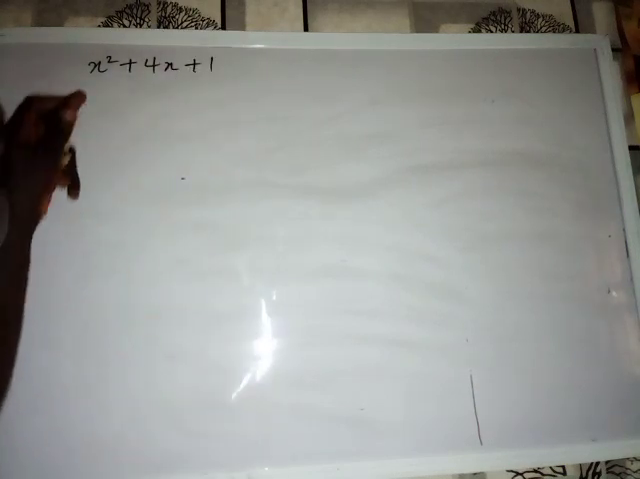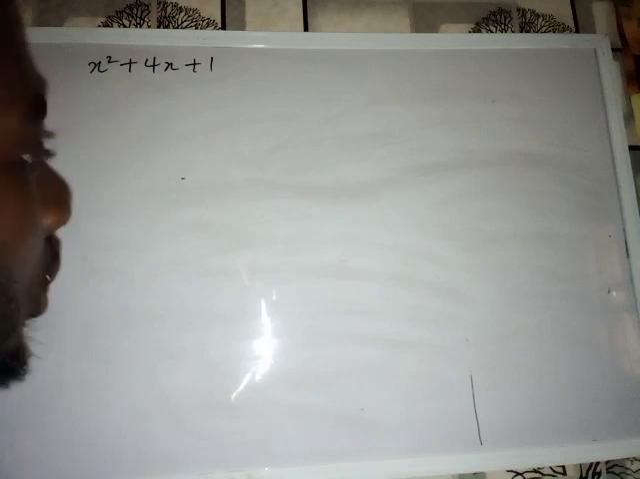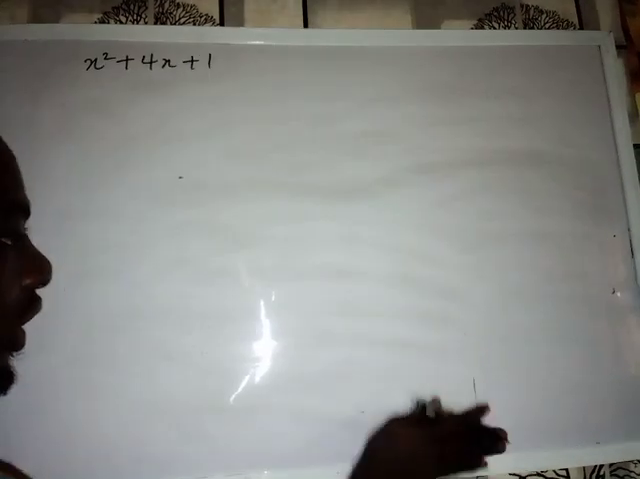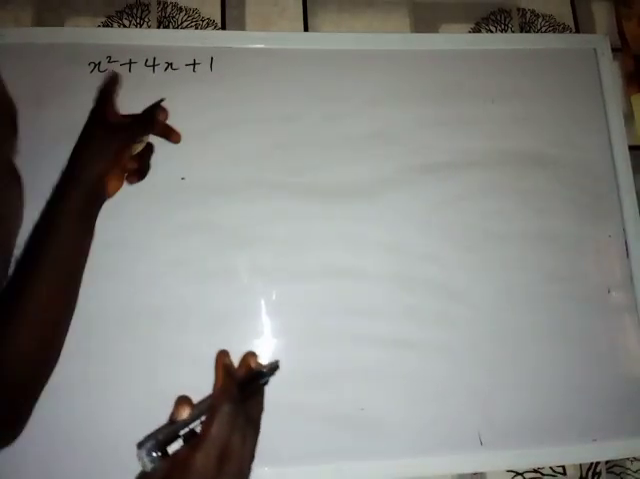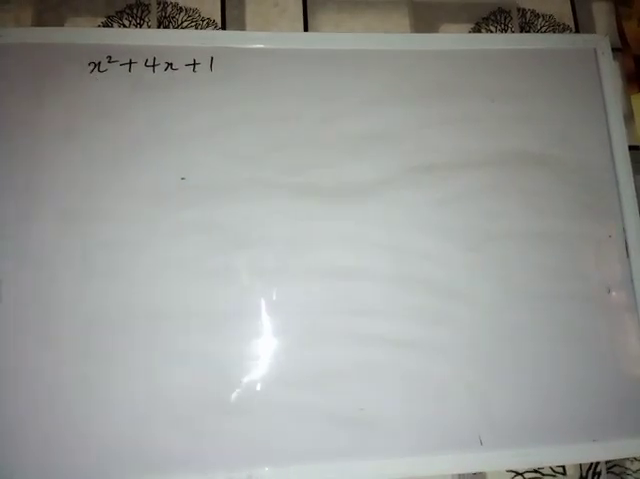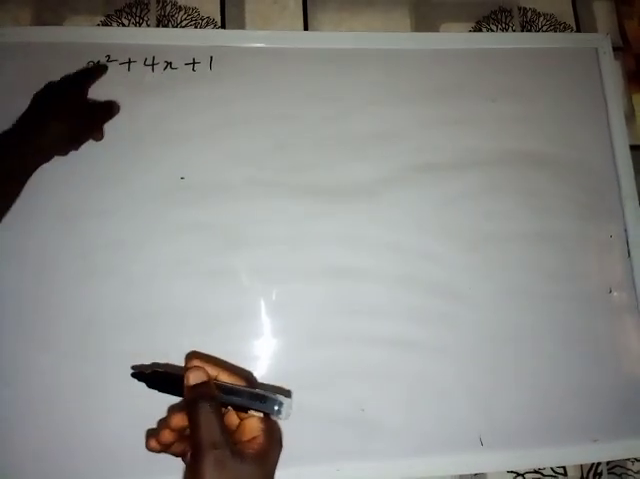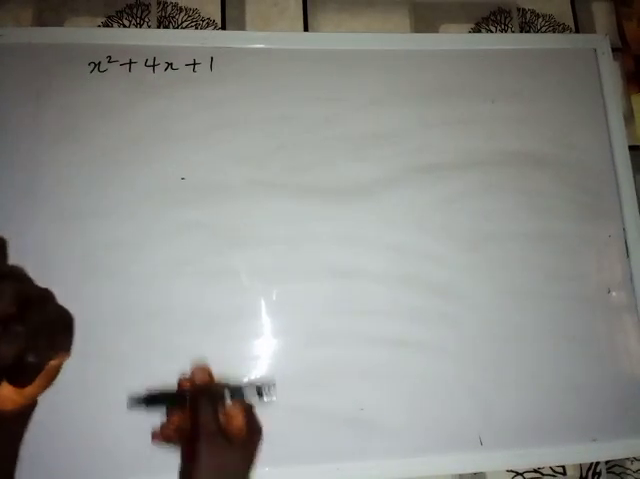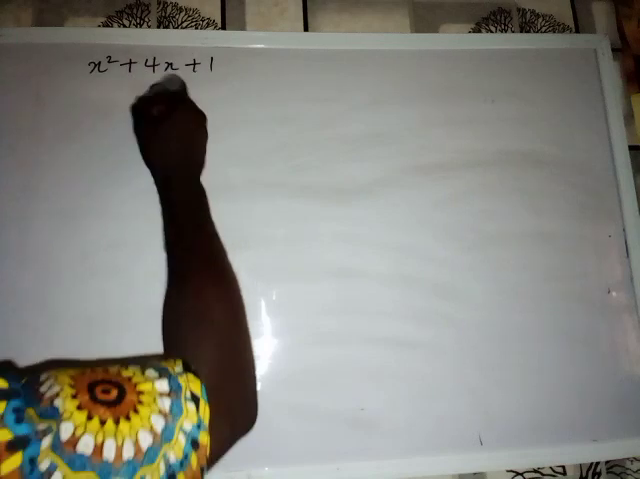If you have x squared plus 4x plus 1, normally you cannot factorize it. But using this method, I can get the answer. What I would do is, see the coefficient of x squared here is what? 1. So I have to make this term square so that I can pair them together. I'll look for half of the coefficient of x here.